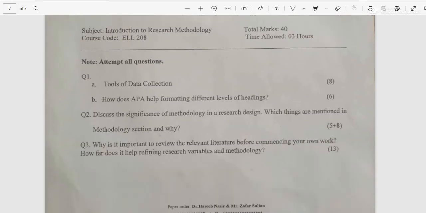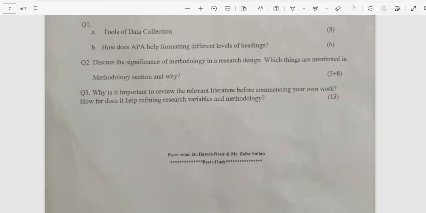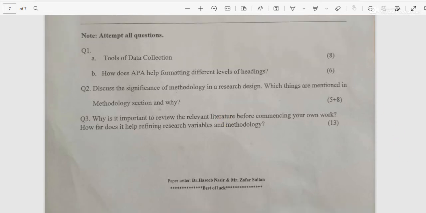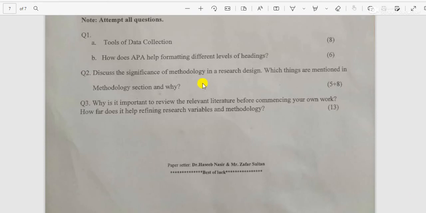Again, this is research methodology, the afternoon paper. Question number 1, let me attempt all the questions. The first part A is tools of data collection. How does APA help in formatting different levels of headings?